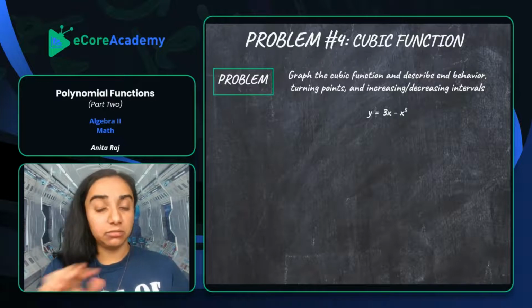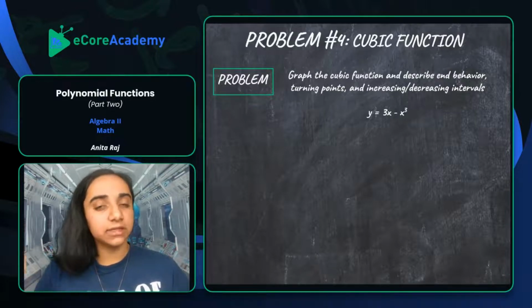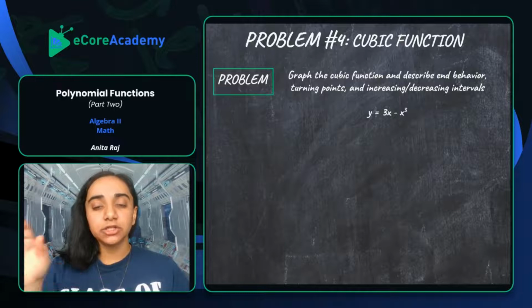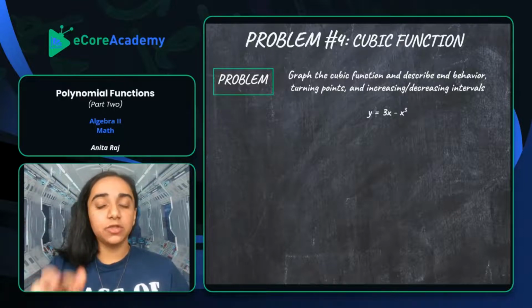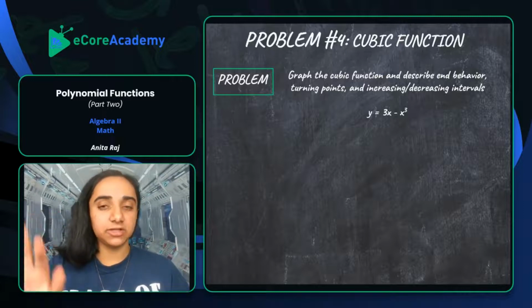We need to graph it by hand, and then on the next slide, I'll show you how to do it with the TI calculator. So first, we're going to graph it by hand, and then we're going to describe the end behavior. Is it up and up? Is it down and down? Is it up and down? Is it down and up?